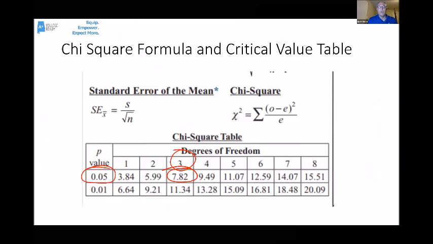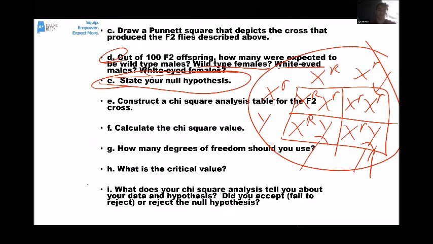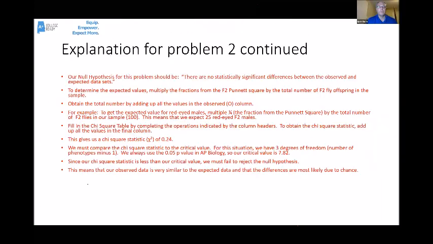Here's our table. How many degrees of freedom in that example problem? Somebody help me out. How many degrees of freedom should we use? 1. Just 1, right? Because we had 2 phenotypes, interphase or mitosis. Our degrees of freedom were always 1 less than that. We're always going to use that 0.05 probability level. So our critical value is 3.84. Get back to our problem.